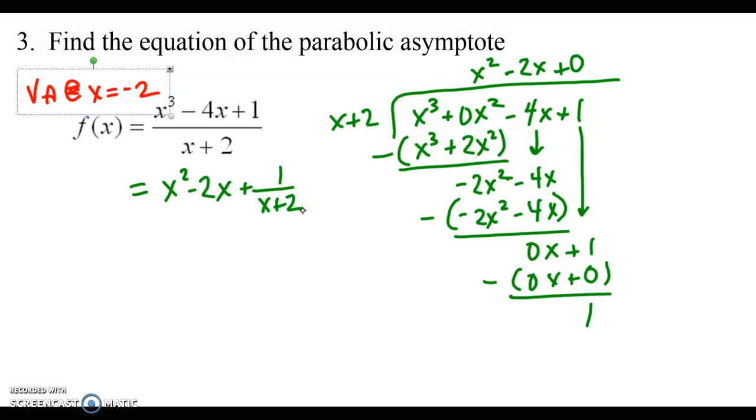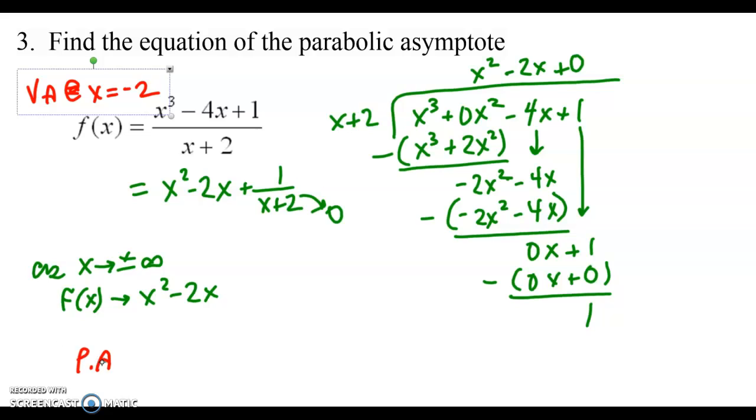Now, as x approaches positive or negative infinity, we find that this remainder is negligible, very small, 0, and so we can say that as x approaches positive or negative infinity, f of x is going to approach, or get infinitely close to, x squared minus 2x. And so our parabolic asymptote, I don't know if that's the right symbol, maybe just write the word asymptote, would happen at y is equal to x squared minus 2x.